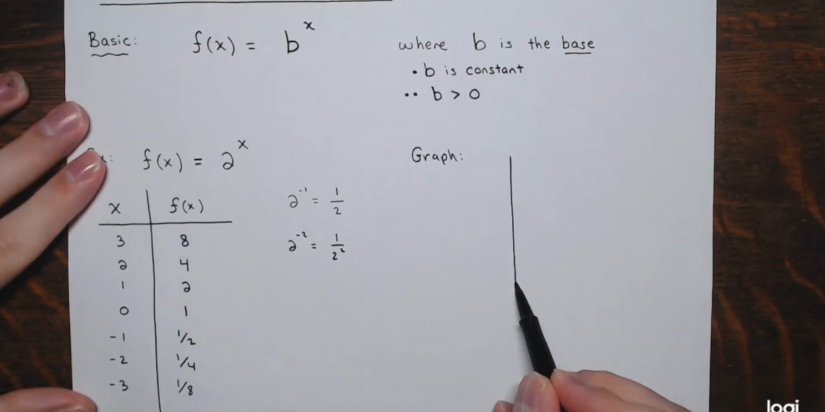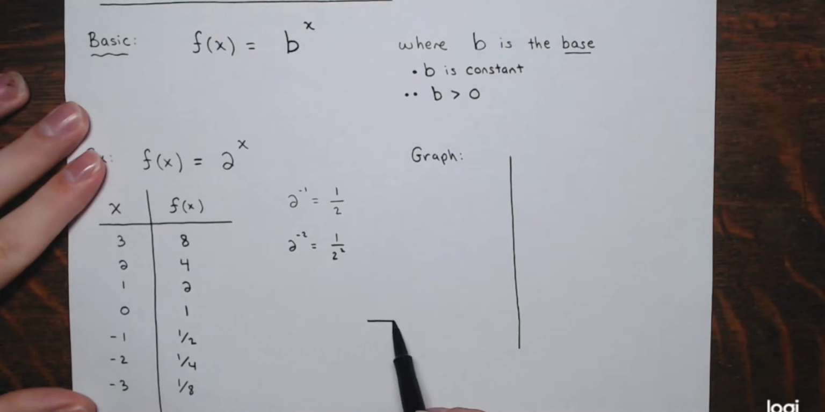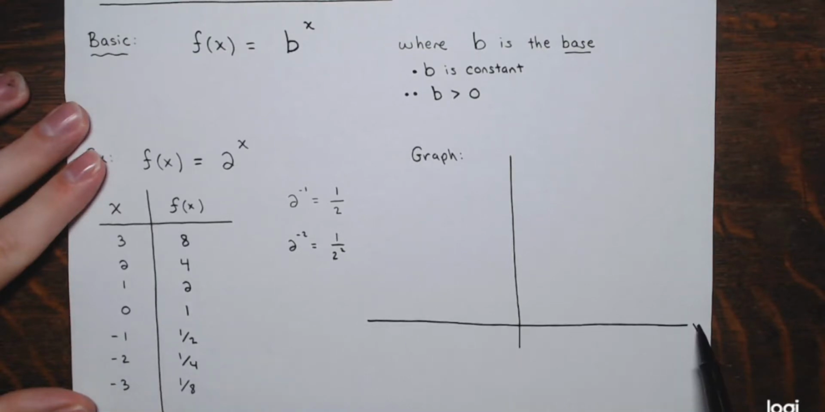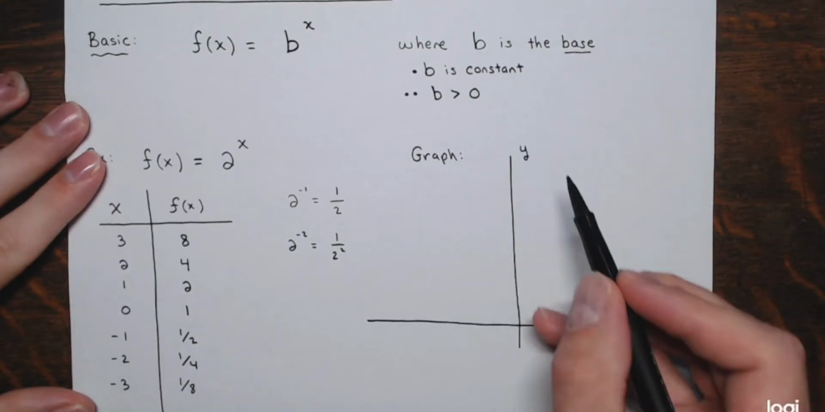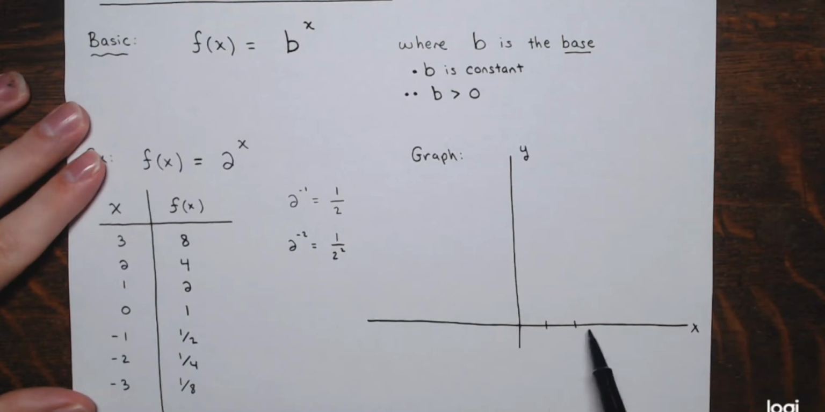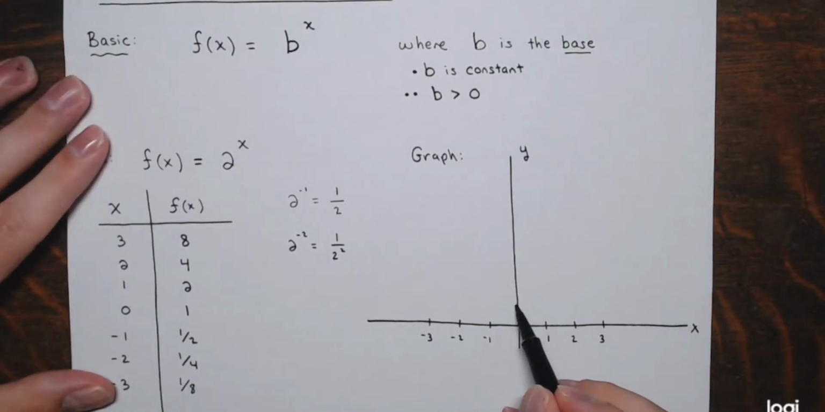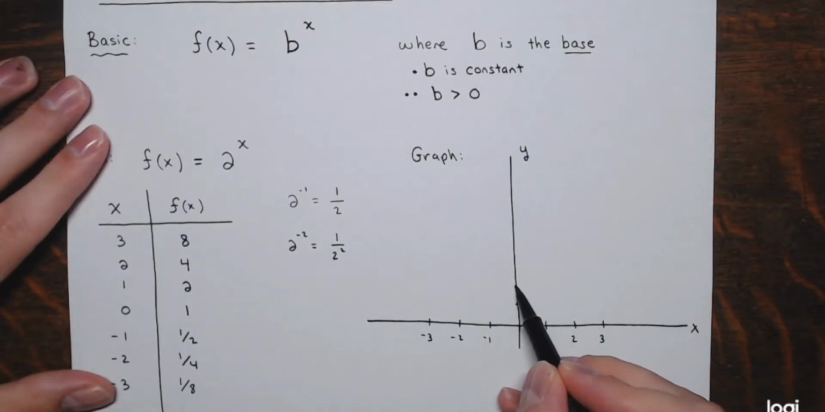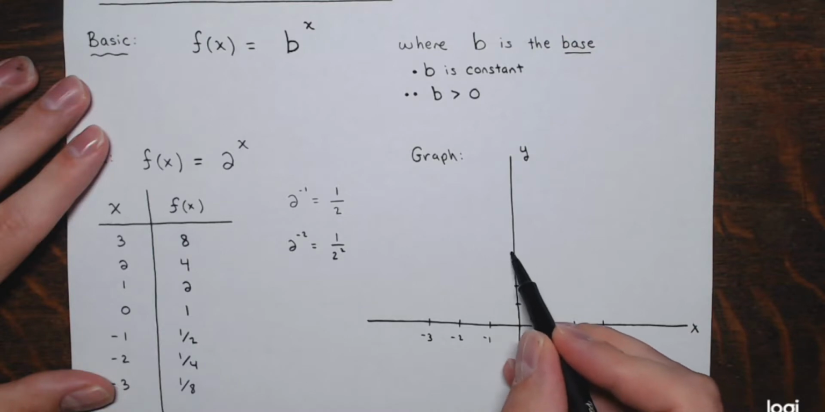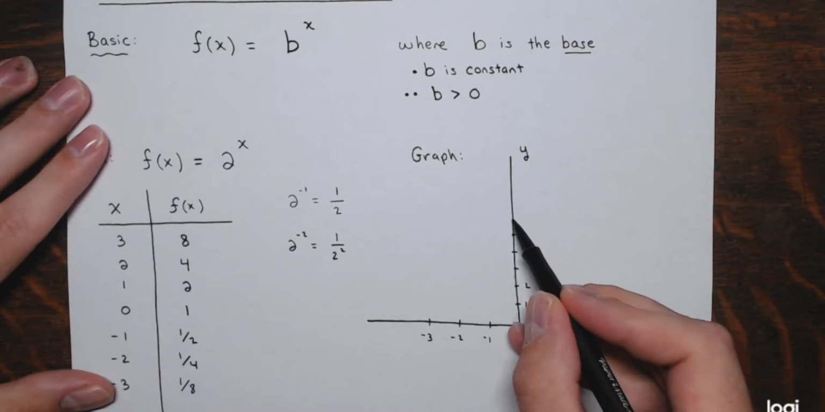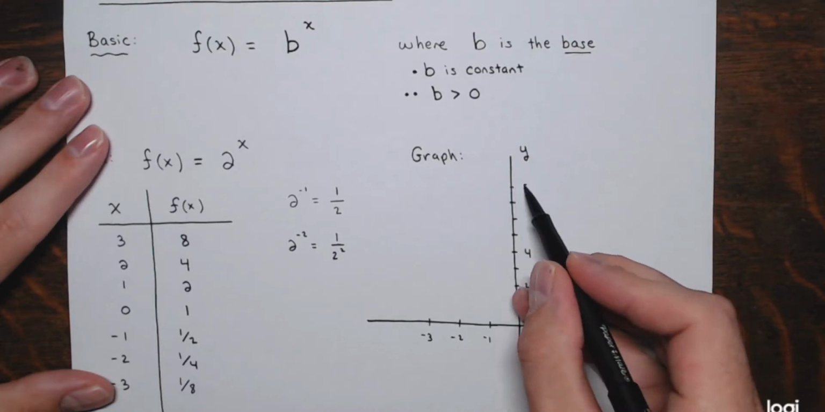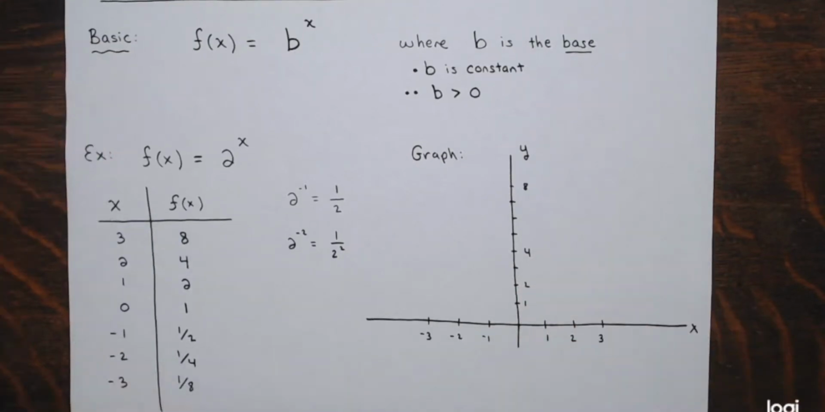Now I'll make a rough sketch by hand first. X-axis, y-axis. I'll mark off 1, 2, 3, and -1, -2, -3. And then here's 1, 2, 4, and 8. And I'll plot these points.